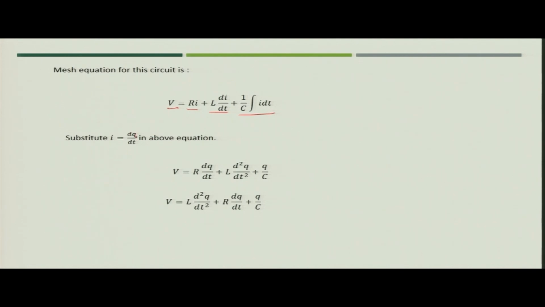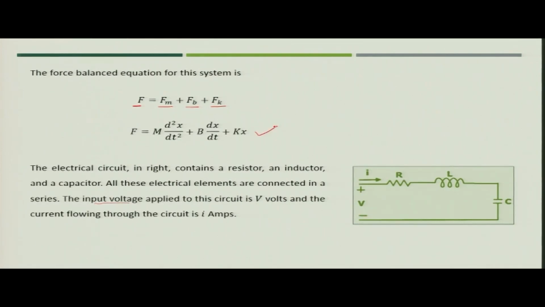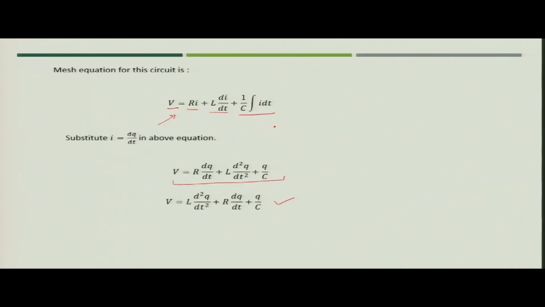Let us substitute I as dq by dt in the above equation. So, what you can write now, V is equal to R dq by dt plus L d2q by dt2 plus q by C. So, this equation we have now got. If you rearrange, you take higher order term first. So, you can write V is equal to L d2q by dt2 plus R dq by dt plus q by C. So, now you have the mathematical equation related to electrical system and mathematical equation related to the mechanical system.